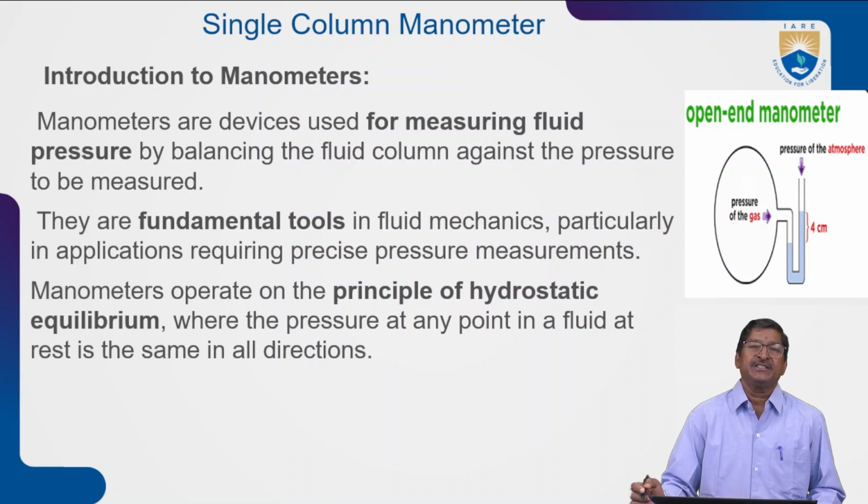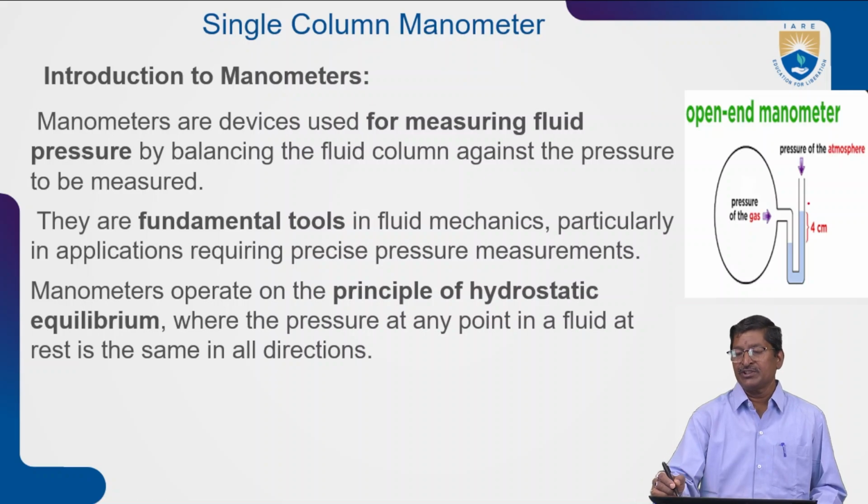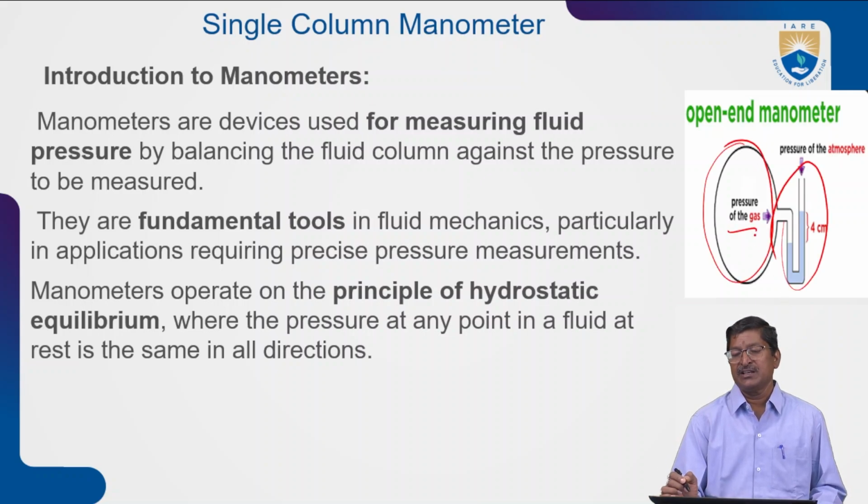So today's topic is the single column manometer. You can see the figure here. This is a single column manometer. Here it is a pipe in which gas is existing. Initially this liquid here is now showing a difference of 4 centimeters. Before connecting to this gas pipe, the level will be the same.